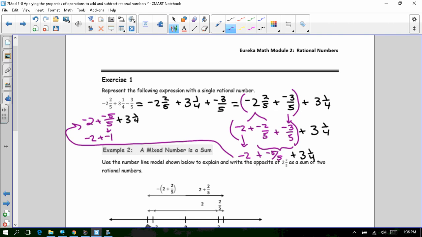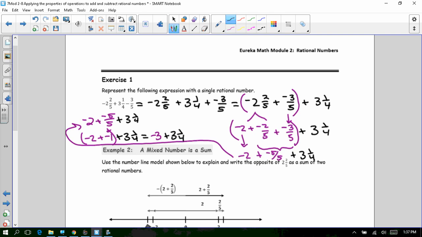-2 plus -1, and then plus 3 1/4. Notice I got rid of my fractions. They're gone. Okay, well, what is -2 plus -1 going to give me? All right, now I'm going to have to go off to the side. So I actually have -3 plus 3 1/4.